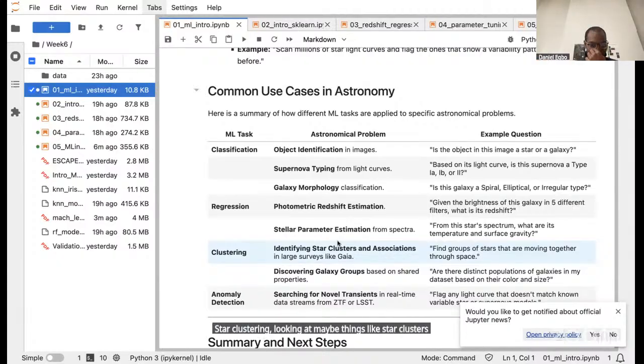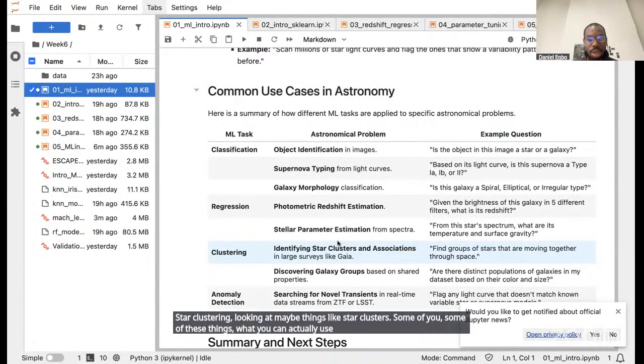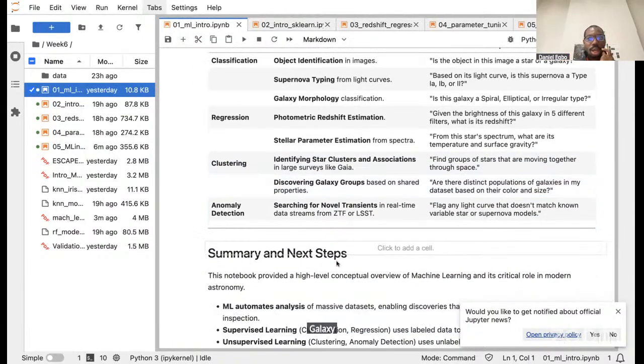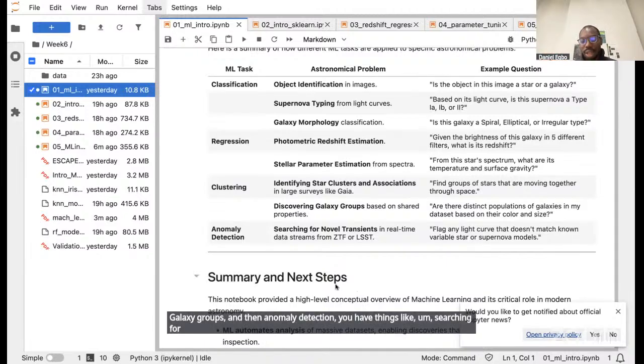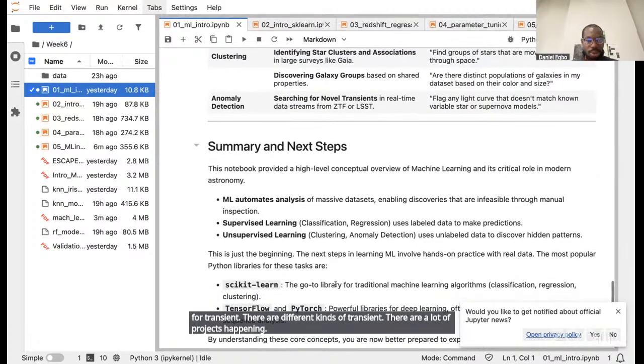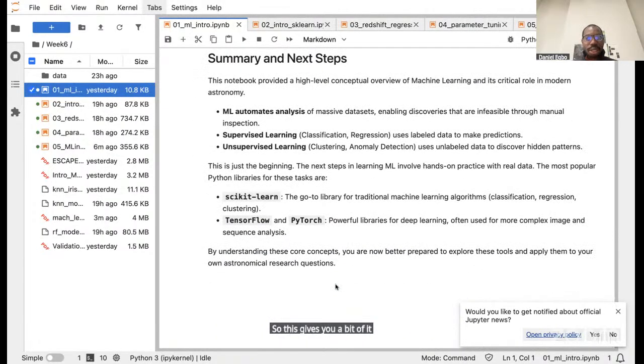Some of these things is what you can actually use Gaia data to do. Galaxy groups, and then anomaly detection. You have things like searching for transient. There are different types of transient. There are a lot of projects happening. So this gives you a bit of it. This is just purely text.